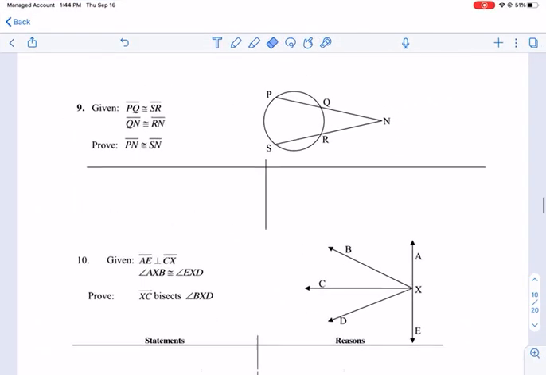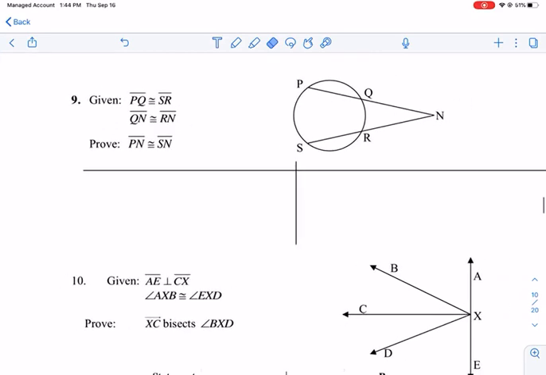All right, now let's do some proofs. The first one says PQ is congruent to SR. So QN is congruent to RN. Okay, we want to show that PN is congruent to SN.